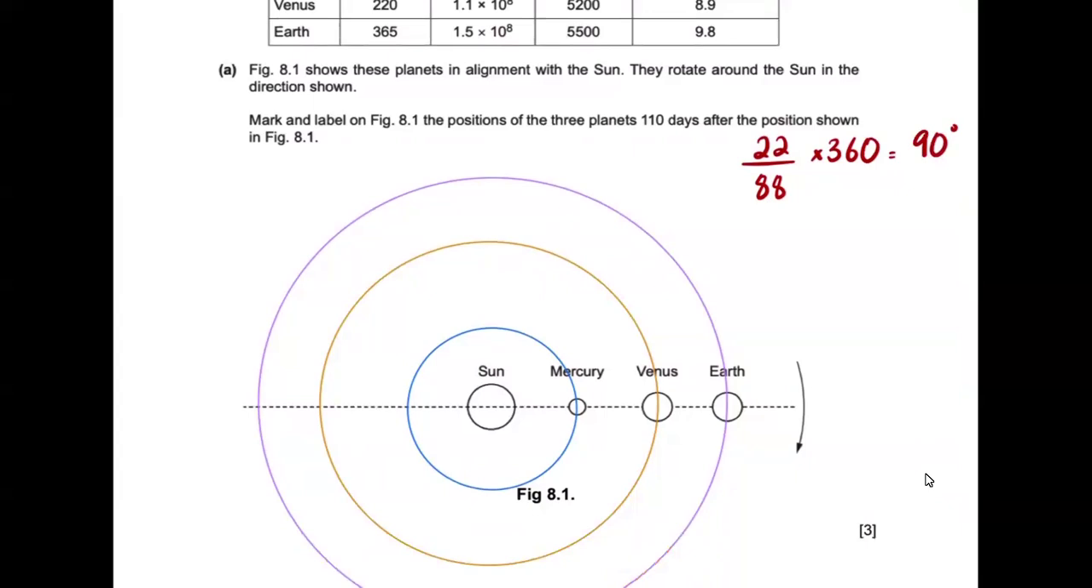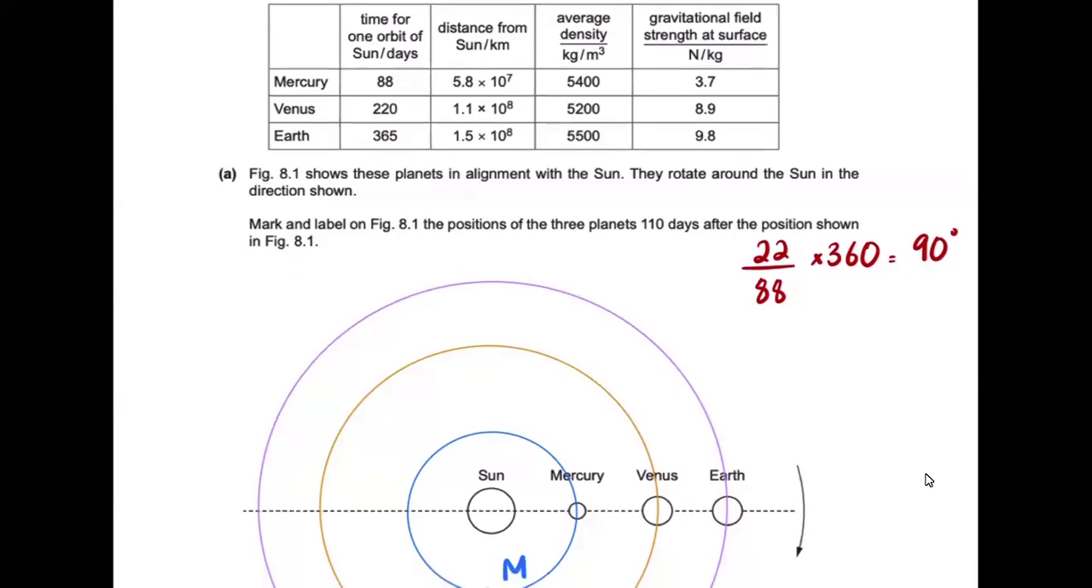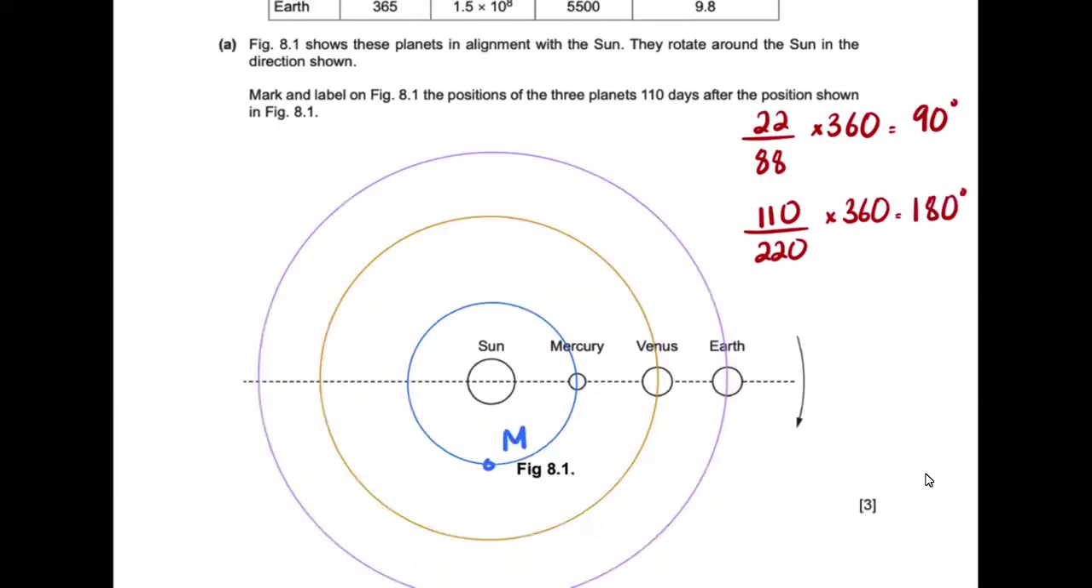So the new position of Mercury would be here. Let's call this M. In fact, let me use blue for this. So this is M. Then for Venus, I do the same thing. Now Venus takes a time of 220 days for the orbit. After 110 days, this means it would have only completed half of the orbit. The math will also tell me the same thing. So 110 as a fraction of the time period times 360 would be 180 degrees. So that's only half. So this means now it would be here.